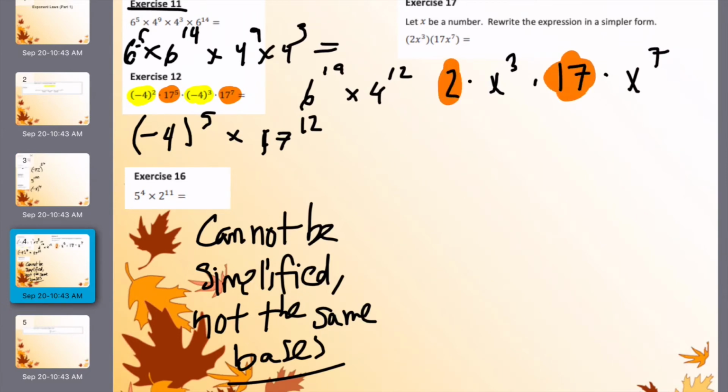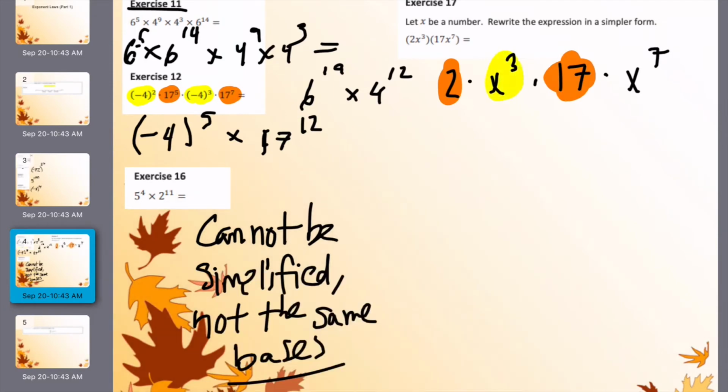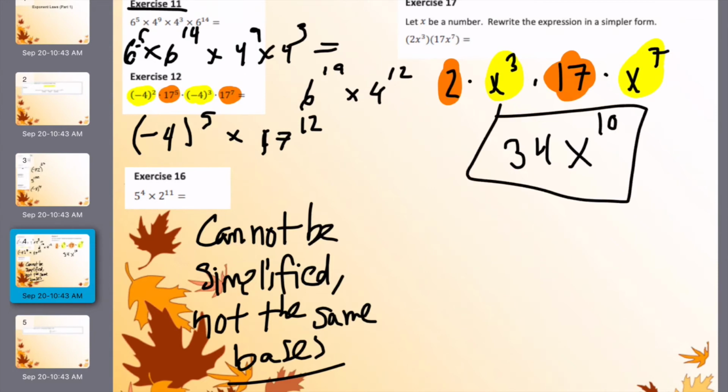So I have these constants. Those constants can be multiplied together. And then I have my exponents. So this simplifies. 2 times 17 is 34. And then I have my same bases of x to the 10th power. So my final answer is 34, x to the 10th power.